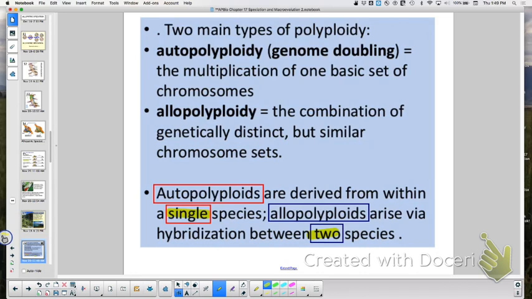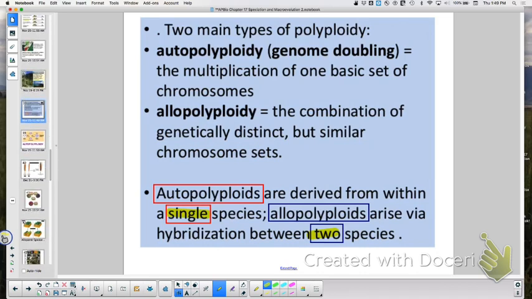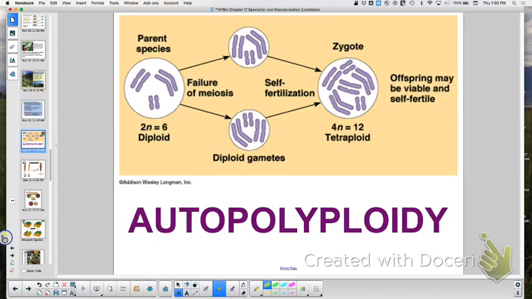So I'm going to let you have a chance. Decide which one you're going to explain, whoever won that knotted-ness. Okay, and first up is autopolyploidy. Go.